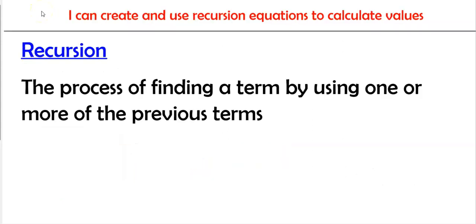And first thing we have here is just kind of the formal definition of recursion. Recursion is the process of finding a term in a sequence by using one or more of the previous terms. So we're still talking sequences. We're just not necessarily talking about geometric or arithmetic sequences. We could be. We could use recursion for those things as well. But a lot of times recursion equations are used when it doesn't make sense to use arithmetic nor geometric sequences.